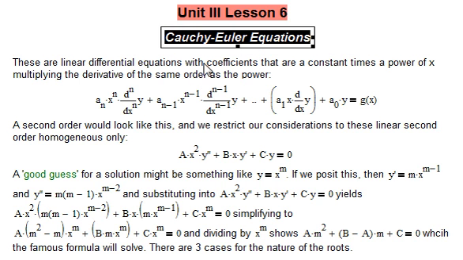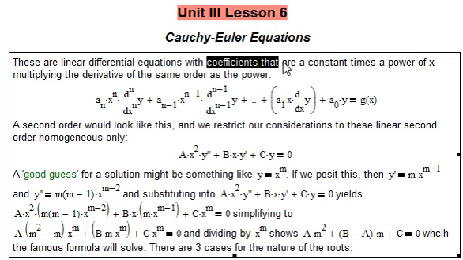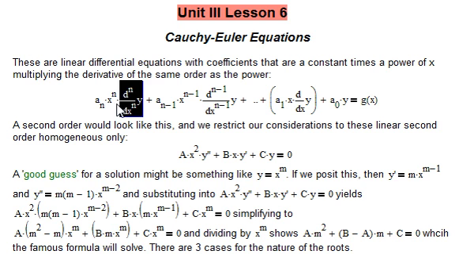So these are linear differential equations with coefficients that are constant times the power of x that multiplies the derivative of the same order. So in other words, if you have an nth derivative of y, you're going to have it multiplied by x to the n and a constant in front of that. And for the n minus first derivative of y, you're going to have x to the n minus 1.